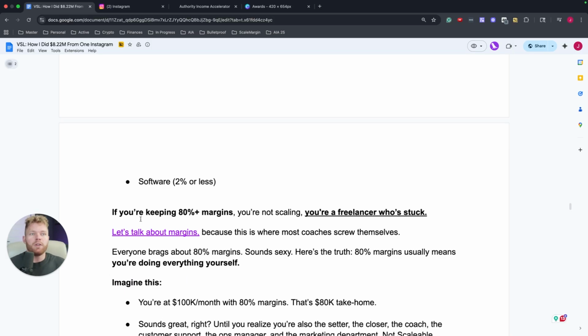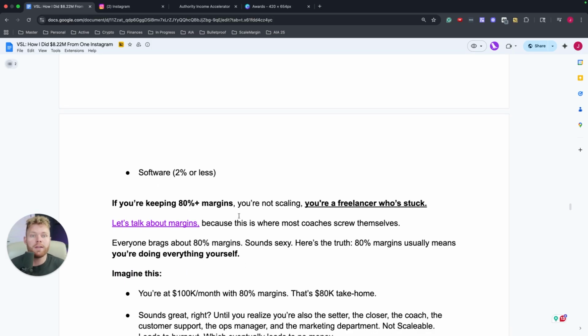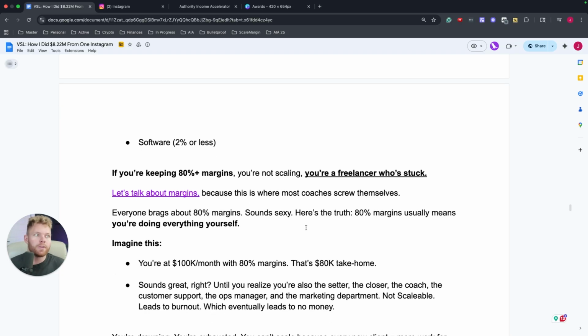So here's the thing you need to know. If you're keeping 80% margins, you are not scaling. You are a freelancer who's stuck. I'll say that again. If you have 80% margins in your business, you are not scaling. You're a freelancer who's stuck. Because we need to talk about margins, because this is where most coaches screw themselves. I hear all the time people bragging about 80% margins, and it sounds sexy, but it's a marketing play.